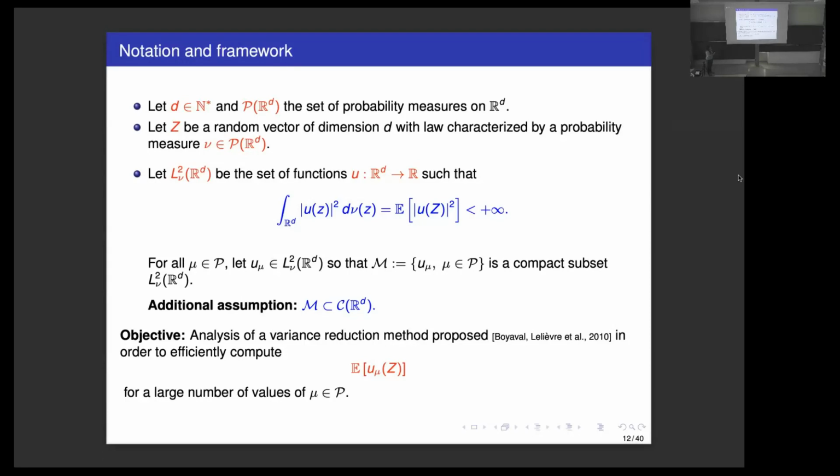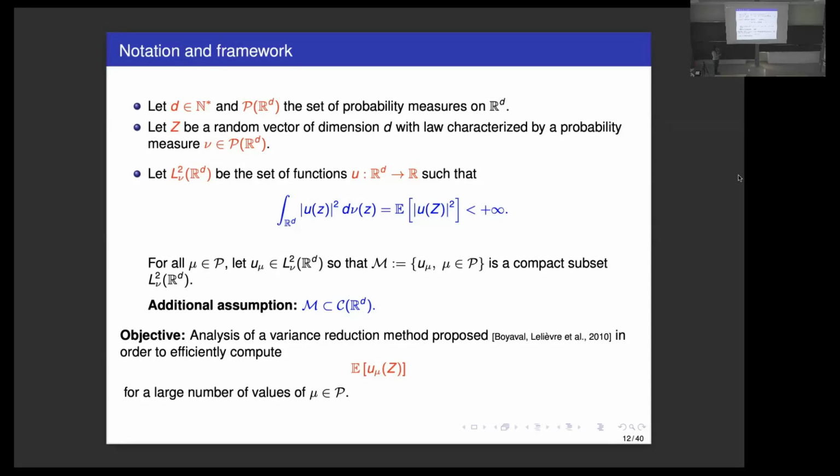And so L2 nu will denote the set of functions that are square integrable with respect to nu. For all mu in P, I will assume that u mu belongs to this space, L2 nu over R^d. And so M, the solution set I'm interested in, is a compact subset of L2 nu over R^d. I'm going to make an additional assumption on the solution set: I'm going to assume that any function u mu has to be continuous over R^d.